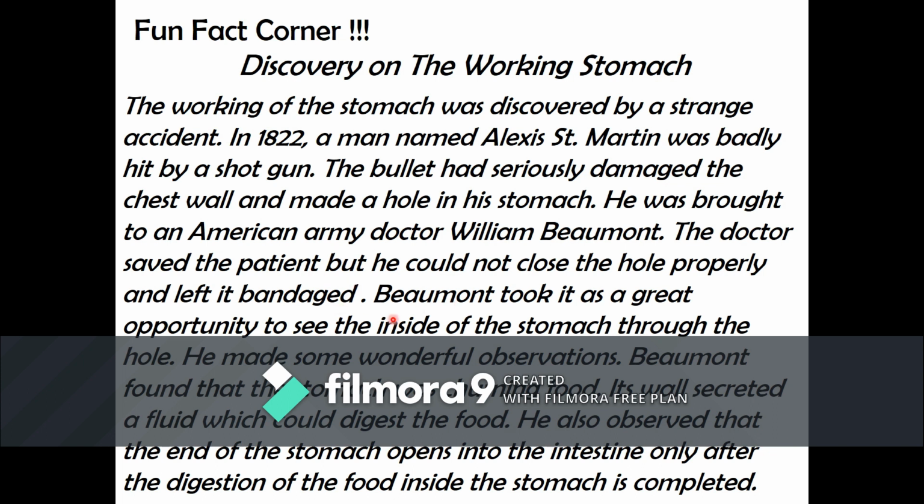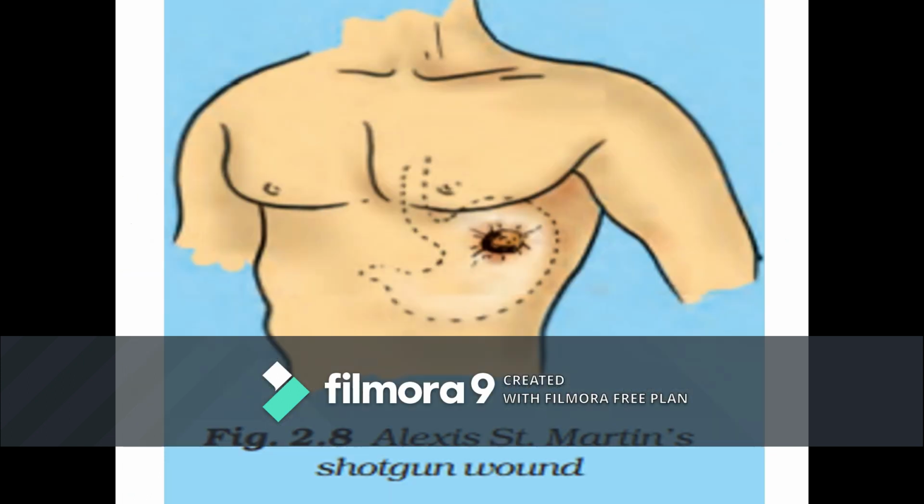Beaumont took it as a great opportunity to see the inside of the stomach through the hole. He made some wonderful observations. He found that the stomach was churning food. Its walls secreted a fluid that could digest the food. He also observed that the end of the stomach opens into the intestine only after the digestion of the food inside the stomach is completed. So, here is a picture.